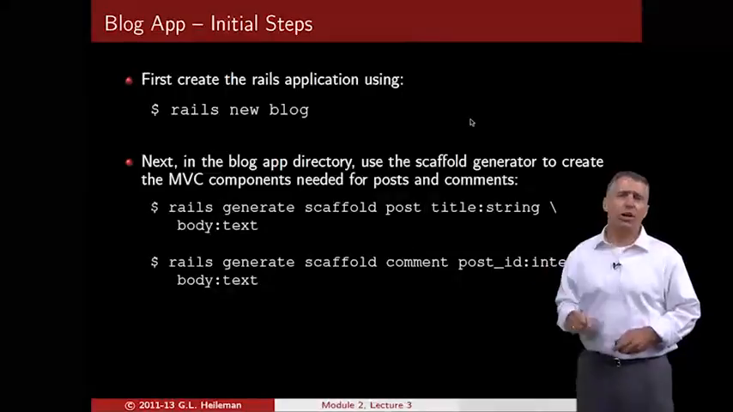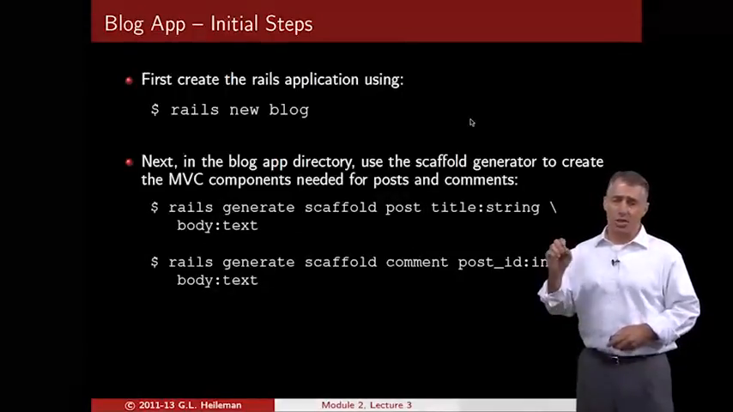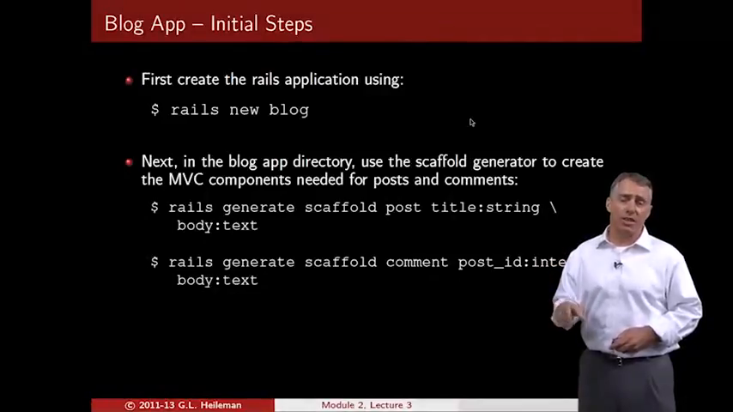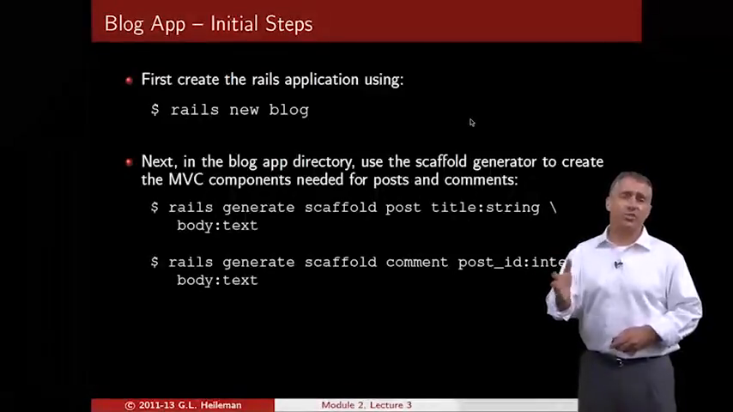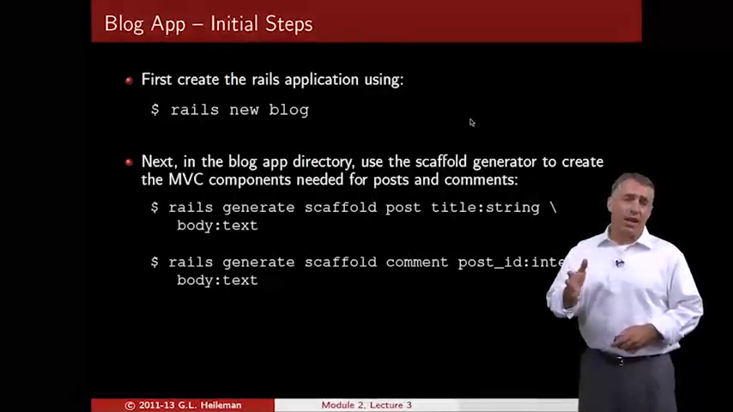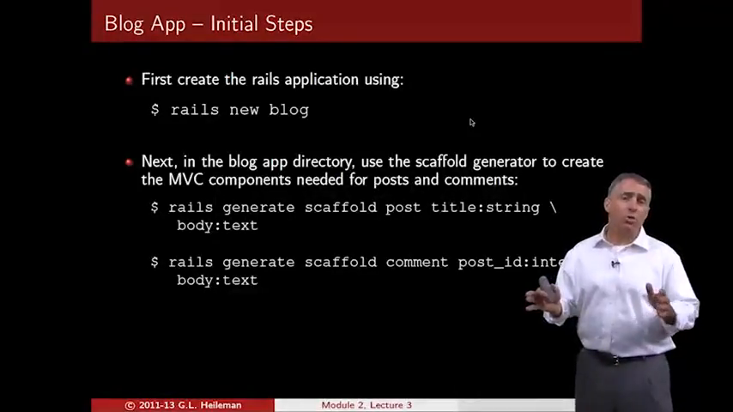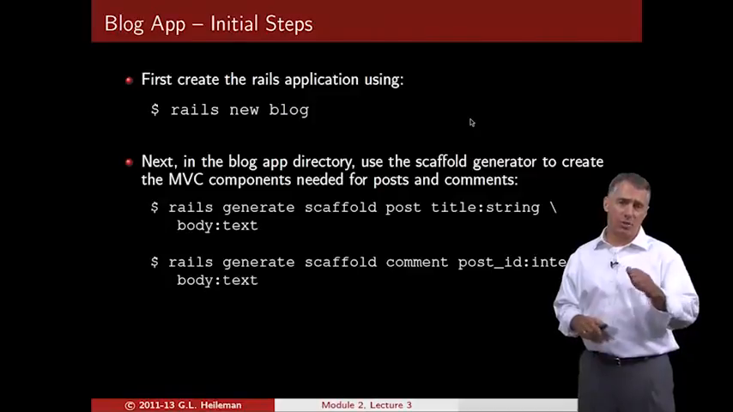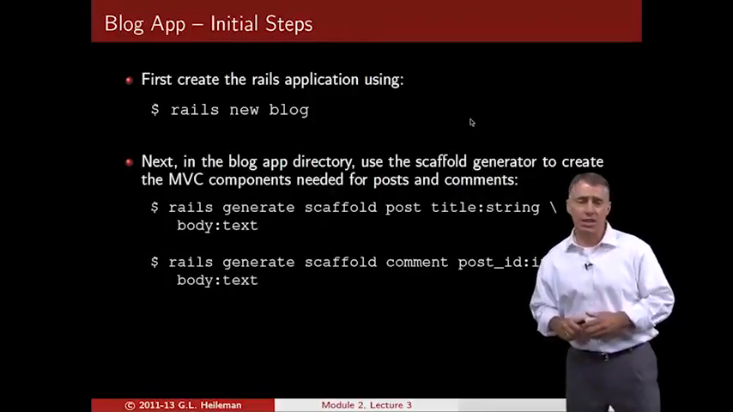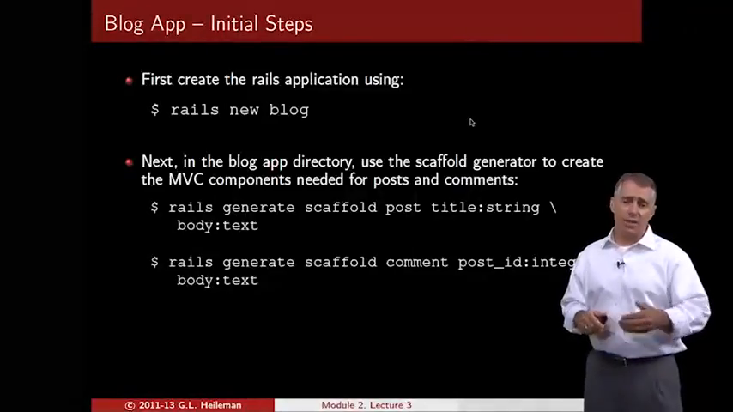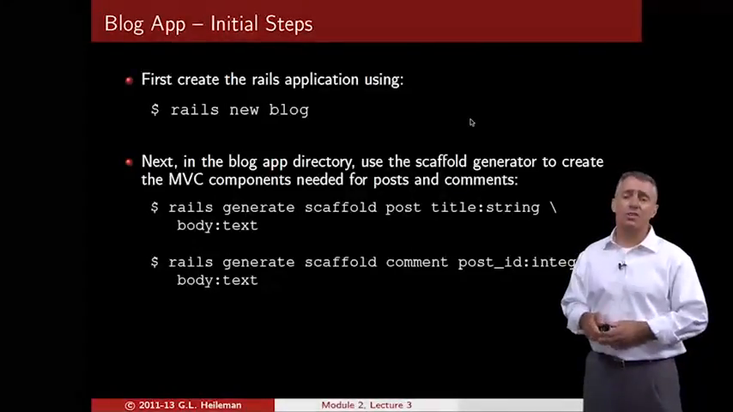And these are the two lines we're going to use to create the posts as well as the comments. The first line, rails generate scaffold post title:string, there's a backslash there, and that's only because this would not fit on one line. And so this backslash is what you use in a Unix terminal in order to go to the next line, and then you hit return and that code will be executed.